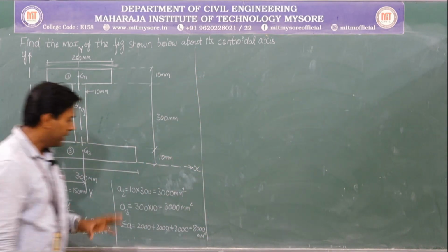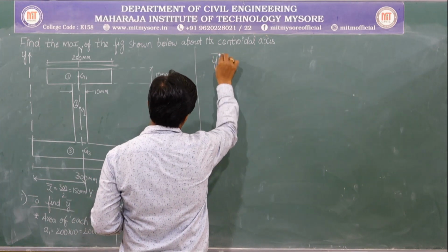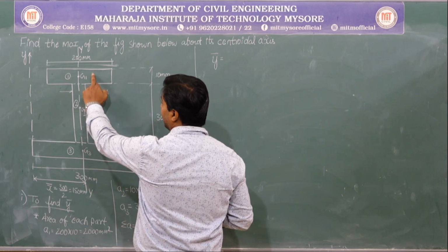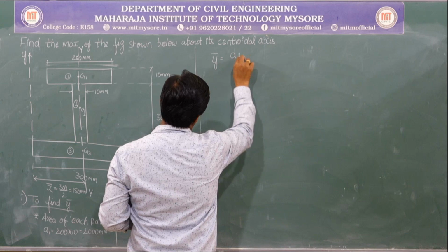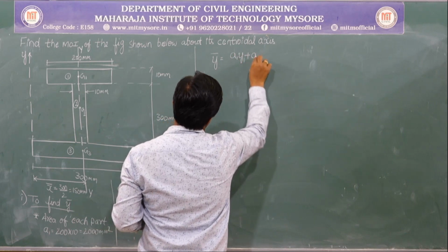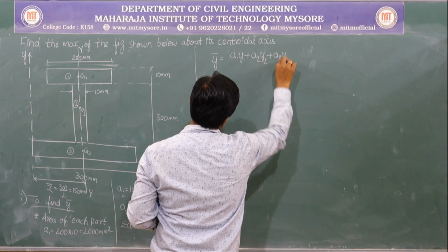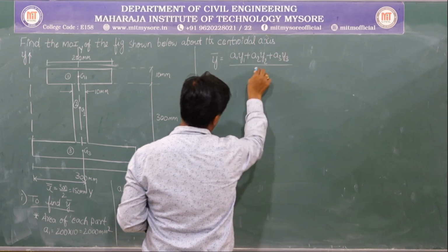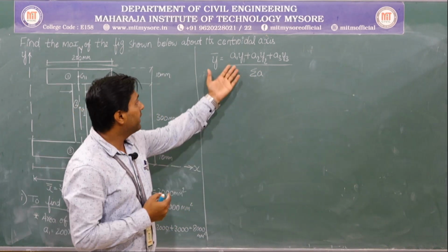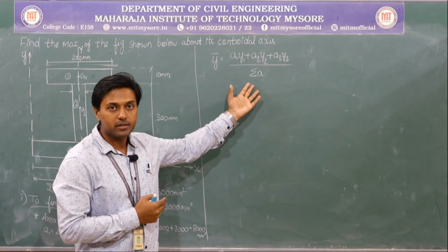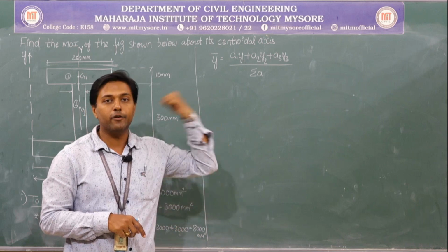Yes or no? So now let me calculate y bar. If I want y bar, how many components are we having? We totally have 3 components, 1, 2 and 3. So it is A1 y1 plus A2 y2 plus A3 y3, whole divided by sigma A. Sir, you have not derived this at all. Where did you get this? It is not from this particular chapter. It is from the centroid chapter.